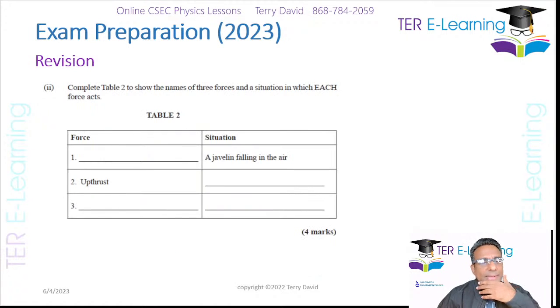Let's see what's happening here now. So we have to complete this table here. It shows 3 forces and a situation in each force acting here. So we have a javelin falling in the air. What kind of force are they talking about here? What's the answer for this first part?